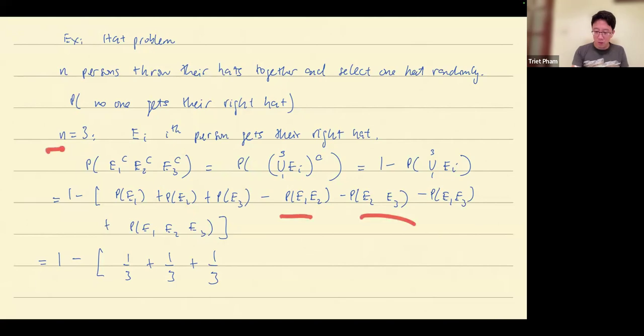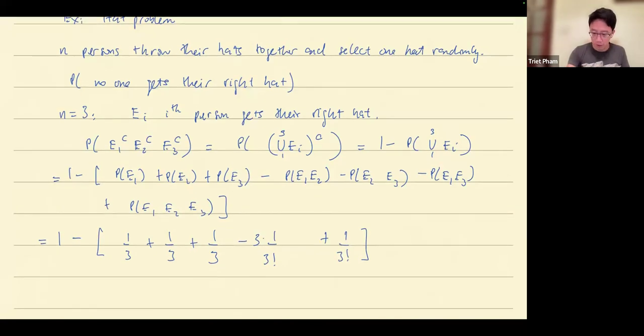Now here, when n equals 3, then E1, E2 is a bit special because with 3 persons, if 2 of them get the right hat, then automatically the third person also gets the right hat. Of course, it's not true in general, but when n is 3, if 2 persons get the right hat, then the third person also automatically gets the right hat. So each of these probabilities is 1/6, or 1/3 factorial, coming from the fact that out of 3 factorial possibilities, there's only one way for 3 persons to get the right hat. Of course, the last one is 1/3 factorial.